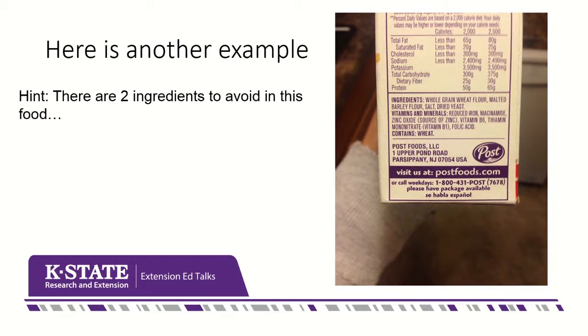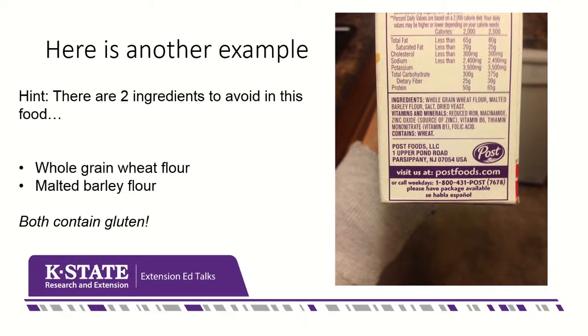We have whole grain wheat flour, malted barley flour, salt, dried yeast, and vitamins and minerals. Well, there is whole grain wheat flour, so wheat, and malted barley flour. So both of those contain gluten. So if you have a gluten intolerance, you should not eat this food item. So what do you look for on those packages?